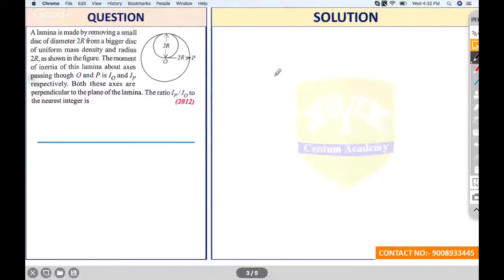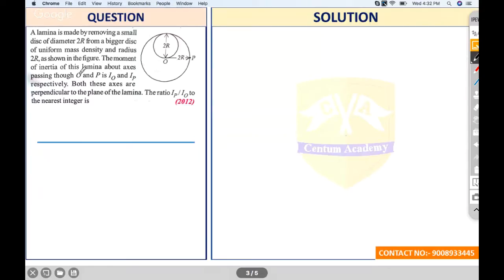All right, so here is a question on, again, moment of inertia concept. So let's see what this is about. A lamina is made by removing a small disk of diameter 2r from a bigger disk of uniform mass density and radius 2r. Okay, so you can refer to the figure also while reading the question.